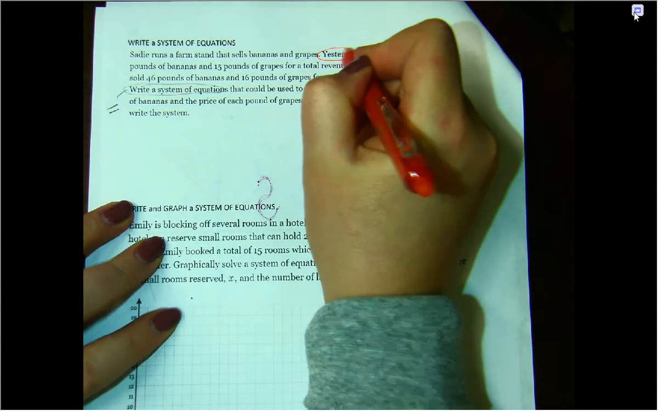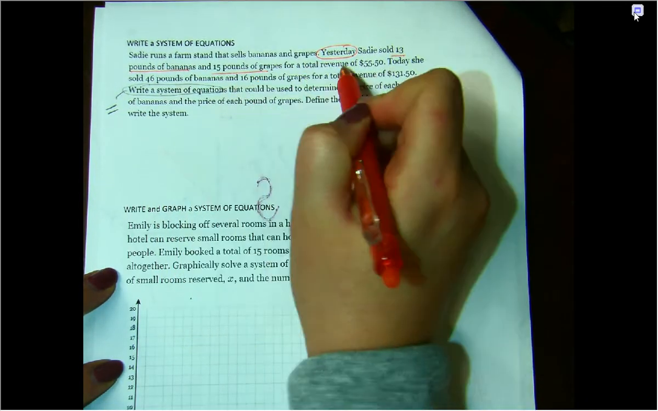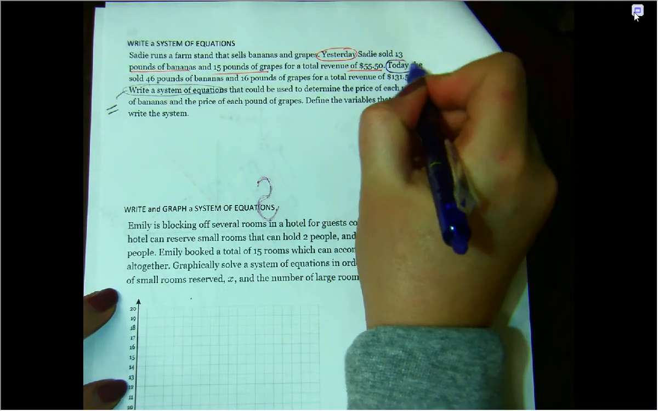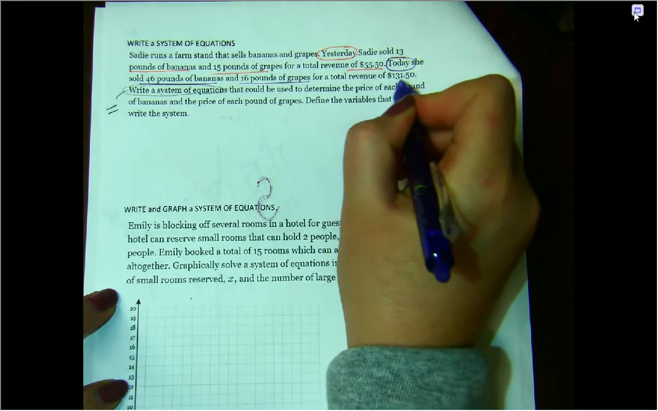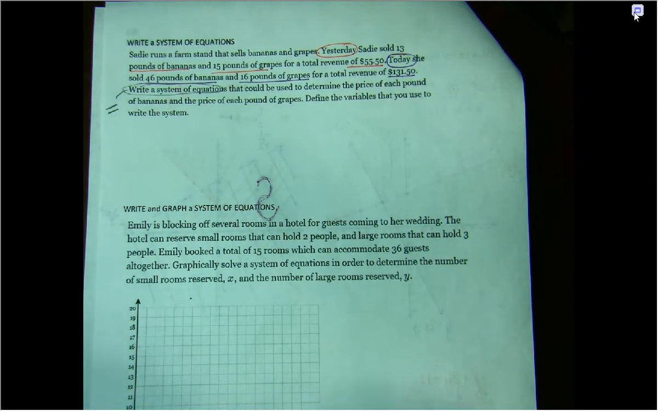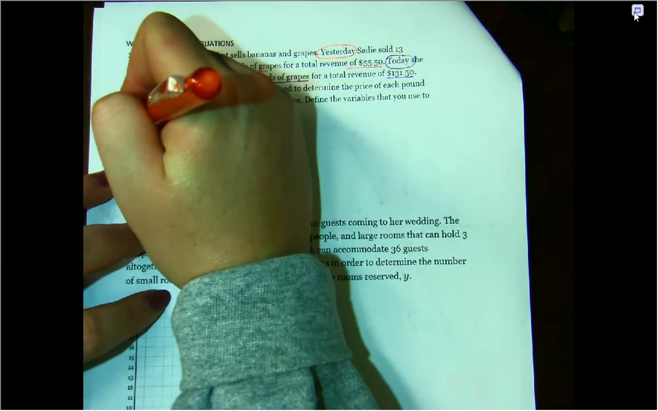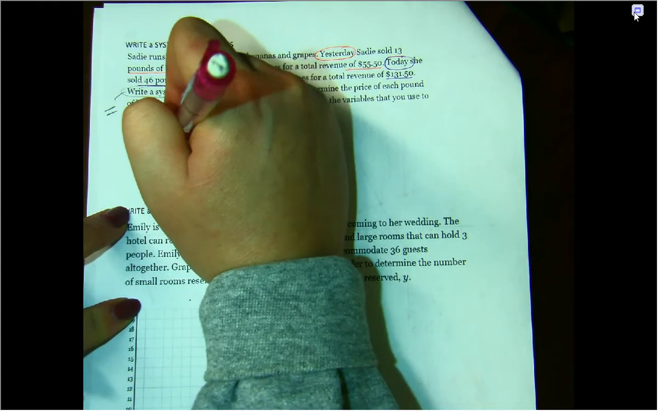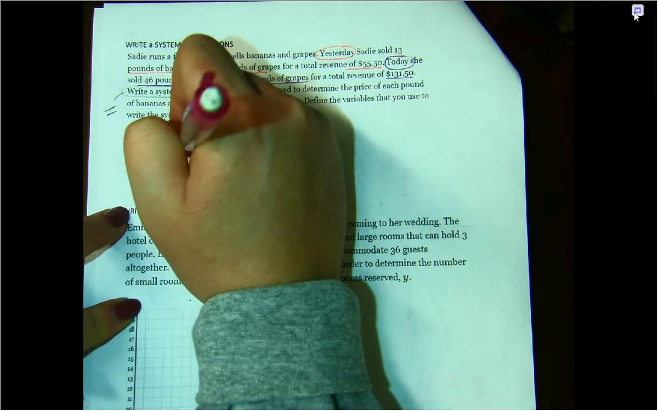So yesterday, okay, Sadie sold 13 pounds of bananas and 15 pounds of grapes for total $55.50. And today she sold 46 pounds of bananas and 16 pounds of grapes for $131.50. Okay, well, there are our equations. So it says define your variables. So I'm going to say let B equal banana and G equal grapes.